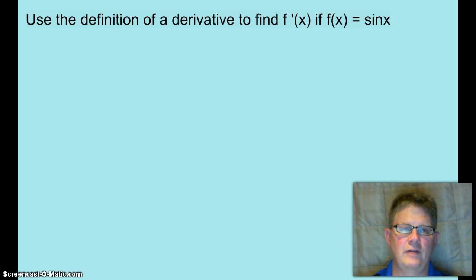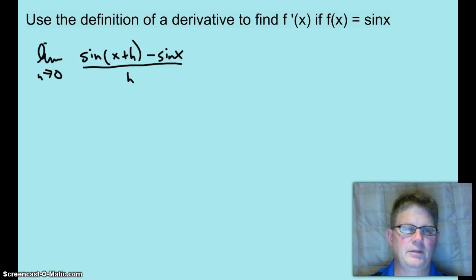Okay, use the definition of derivative to find f prime of x if f of x is sine x. So I will let you try to set that up on your own, and then we'll go from there. So go ahead and pause. Alright, that'd be the limit as h approaches 0 of sine of x plus h minus sine of x all over h. And then we're going to use our extensive knowledge of the sum of two angles and finding the sine of that to break up that sine of x plus h. So I'll let you go ahead and try that next.